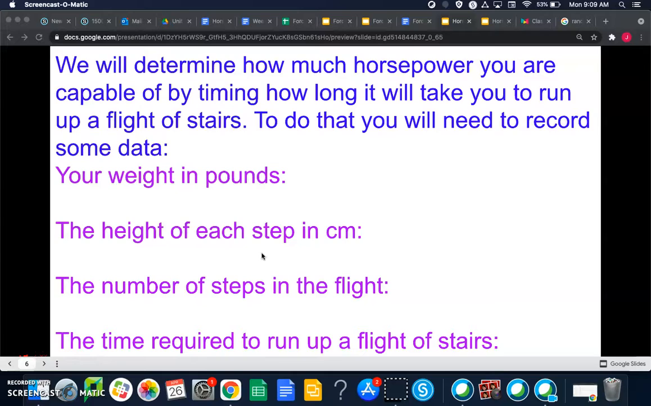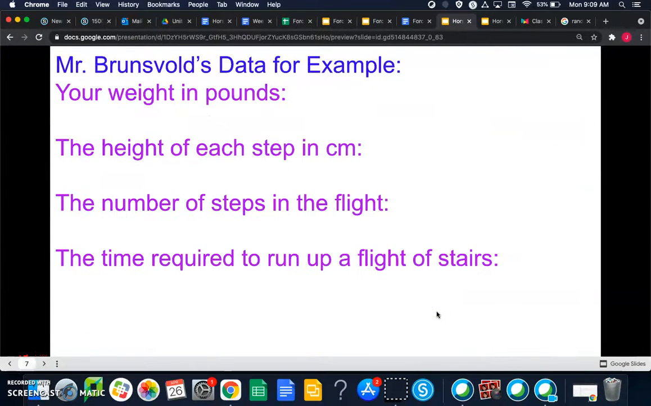You're going to count how many steps there are in the flight. So how many steps are there in the staircase? And then last, you're going to tell me the time it took you to run up that flight of stairs. So you're going to need a timer. You can use your phone if you want, but you got to time yourself running up a flight of stairs. Up next, I'm going to give you an example of how to collect all that data.